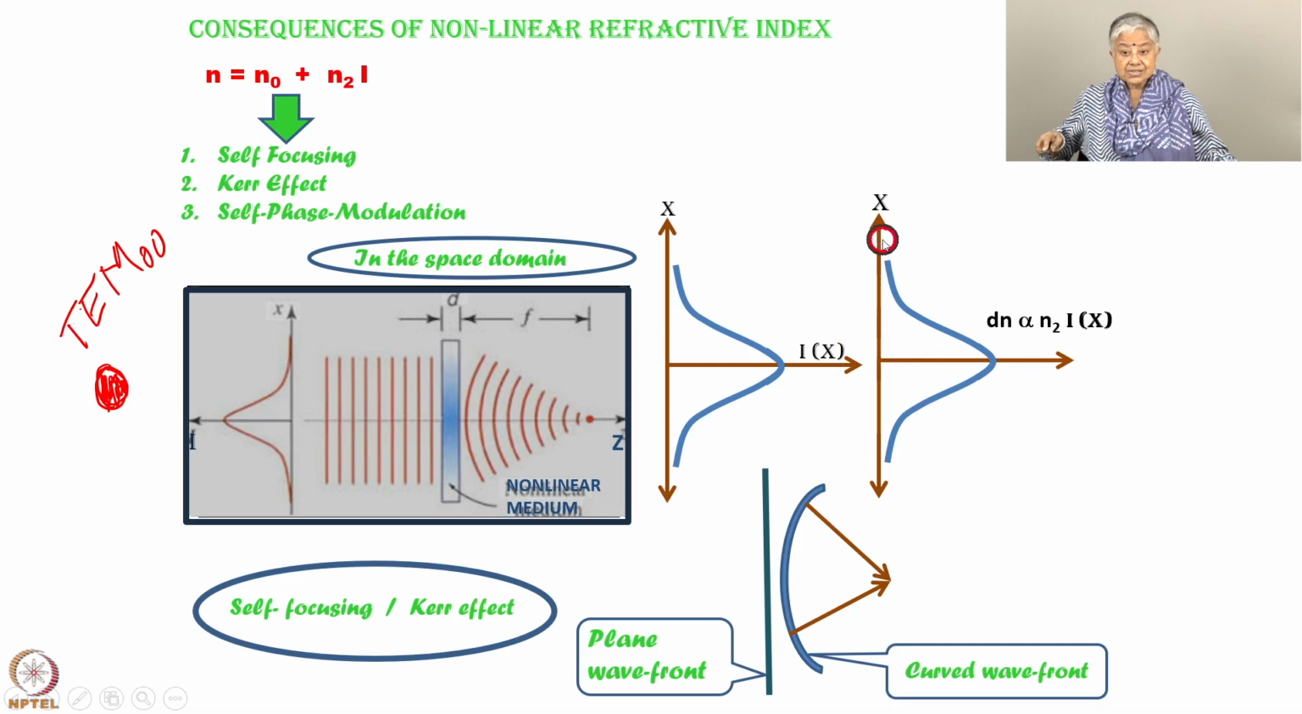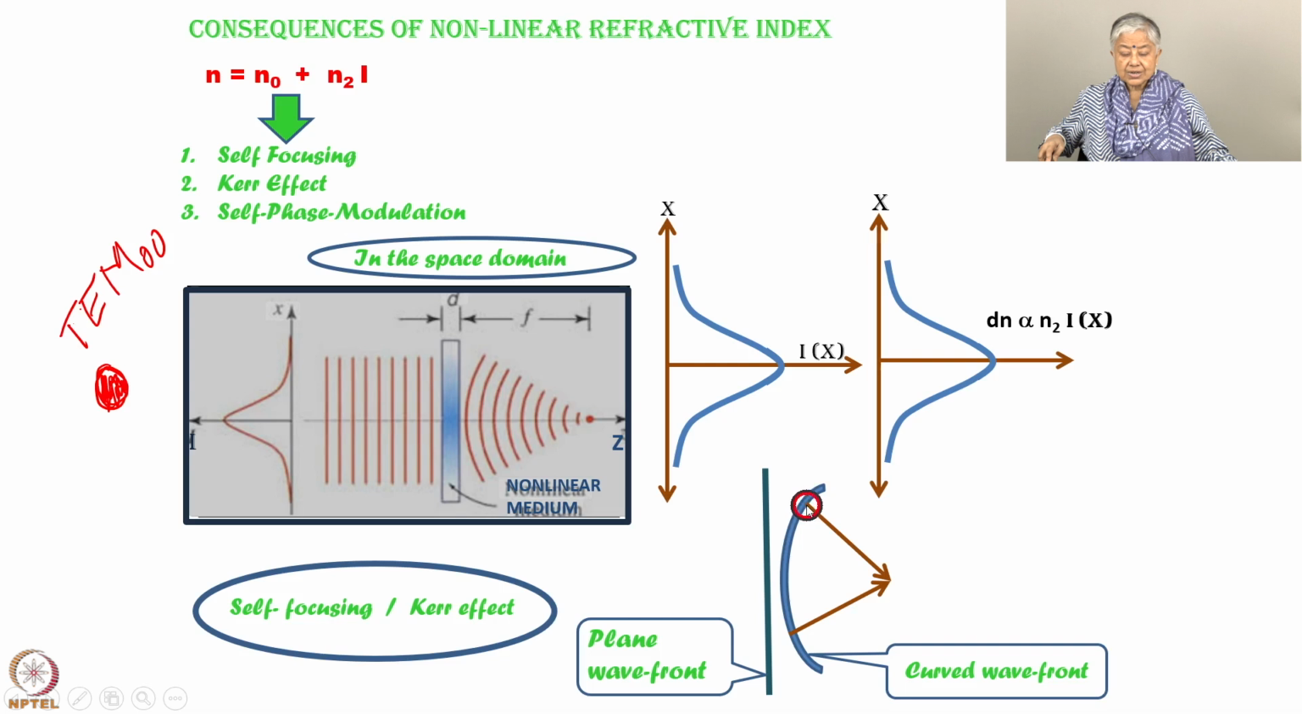So there is a phase difference between this central line and these peripheral parts of the beam. So that whole beam wave front has changed. This curved wave front shows the structure of the phase change across the wave front. This shows that it has become curved.